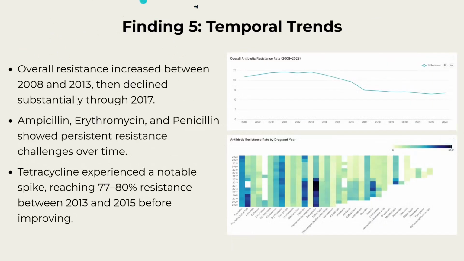And lastly, with the temporal trends, antibiotic resistance rates increased until 2013 and have decreased substantially since then and have been lower since. Several antibiotics, including meropenem and amikacin, showed improving effectiveness over time. The notable case here is that of tetracycline, which showed a resistance rate spike between 2013 and 2015.